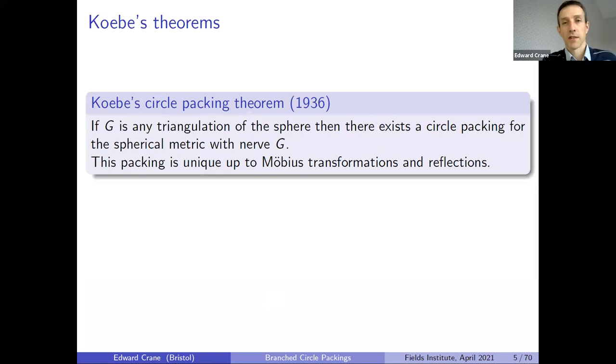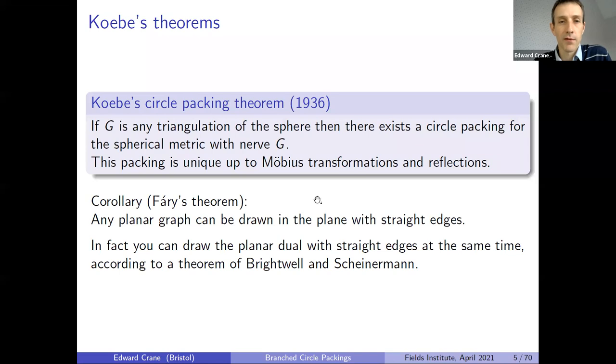Okay, so a very special case is where we have this spherical metric, and then we just recover Koebe's circle packing theorem from 1936. I didn't say anything about the orientation. The orientation is selected for you by the choice of those three initial packed sets and which interstice you use.